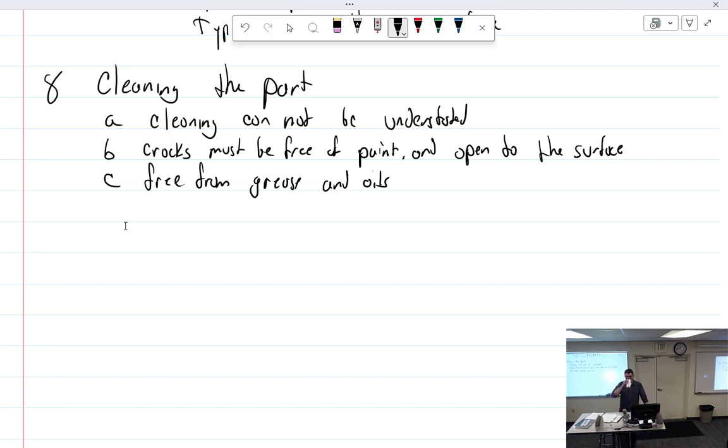When you clean it, can you use a sandblaster? Or not sandblaster, the walnut shell blaster? Short answer, yes. And we'll talk about that. Even on machined parts, that's fine. All right, free of grease and oils. Cleaning methods.